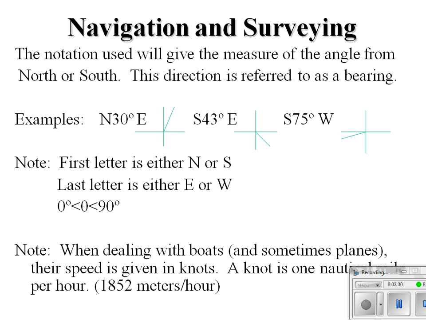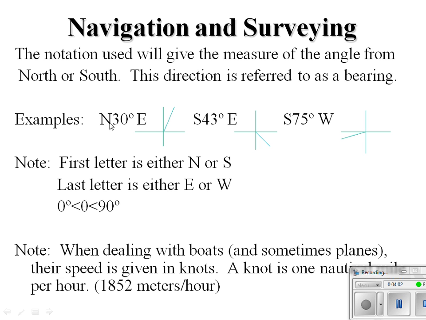Next would be the navigation and surveying questions, and those ones get a little bit tricky with how you draw them out. So here you can see where I've listed examples, north 30 degrees east. Well, if I'm saying north 30 degrees east, you have to picture standing in the middle, facing straight up to be north, and then tilting in the eastern direction by 30 degrees. So the angle that we're talking about is this angle right in here between facing straight up and off to the right. Okay, so 30 degrees.